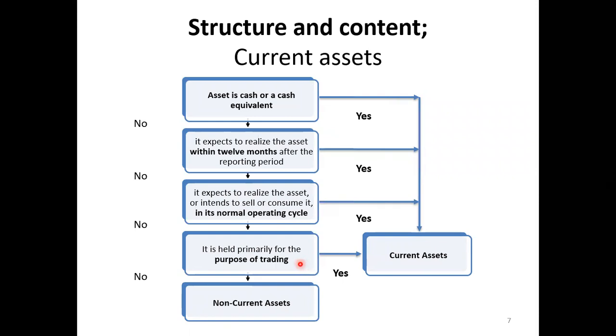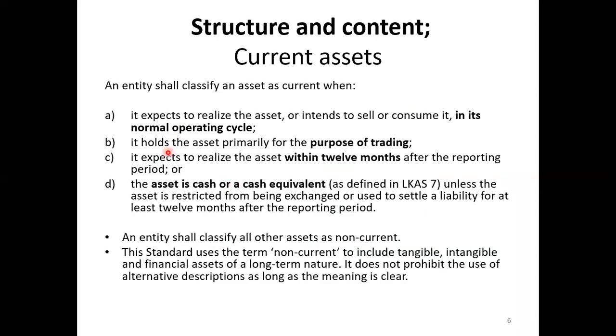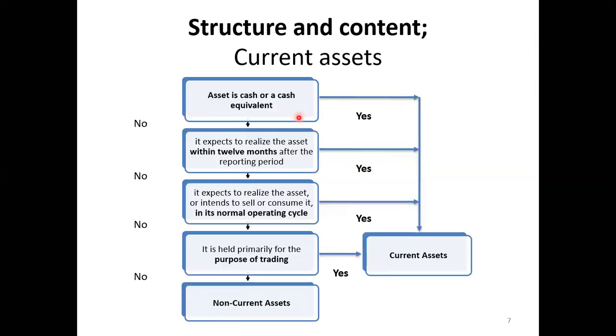Is it held primarily for the purpose of trading? Definitely, it will go to current assets. And if the answer is no, then it will go to non-current assets. So how many criteria? 1, 2, 3, 4. There are 4 criteria here. Based on this flow chart, you can easily decide whether the item belongs to current assets or non-current assets.